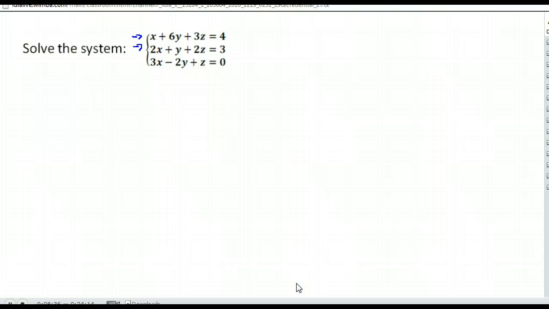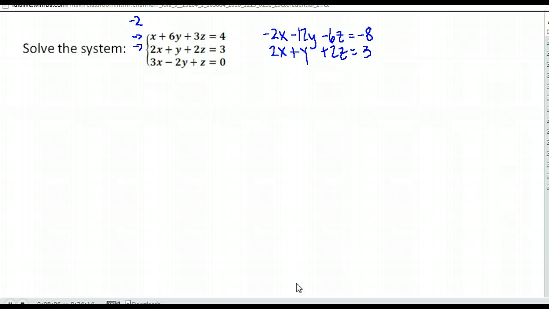Okay? So I'm going to take this top equation times negative 2, which would give me negative 2x minus 12y minus 6z equals negative 8. Don't miss any of those parts. You want to multiply everything by negative 2. Okay, now let's write down our second equation. We're not going to change it at all. It didn't need anything to be changed. And add them to eliminate the x's.